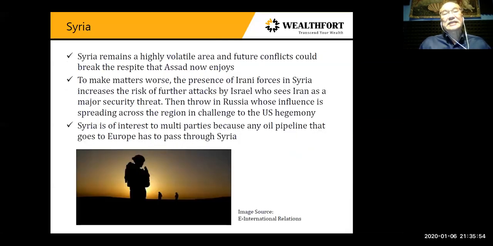Now, Syria remains a highly volatile area, and future conflicts could break the respite that Assad now enjoys. To make matters worse, the presence of Iranian forces in Syria increases the risk of further attacks by Israel, who sees Iran as a major security threat. Then throw in Russia, whose influence is spreading across the region in challenge to US hegemony.